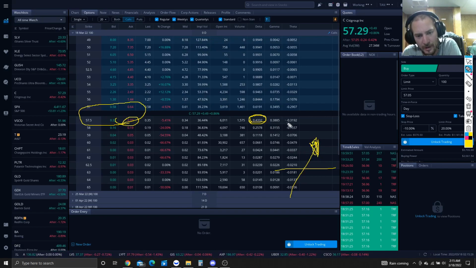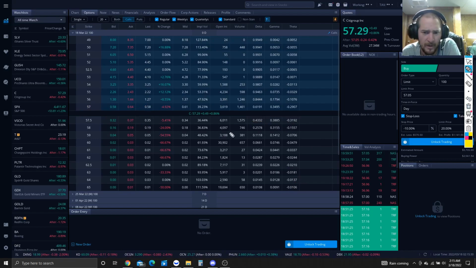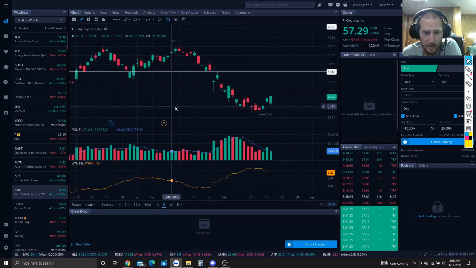But we take into account theta here, right? So 31 minus 31, we're looking at a 100% return if this moves a dollar, $2, one ATR in our favor, which is pretty stellar, right?